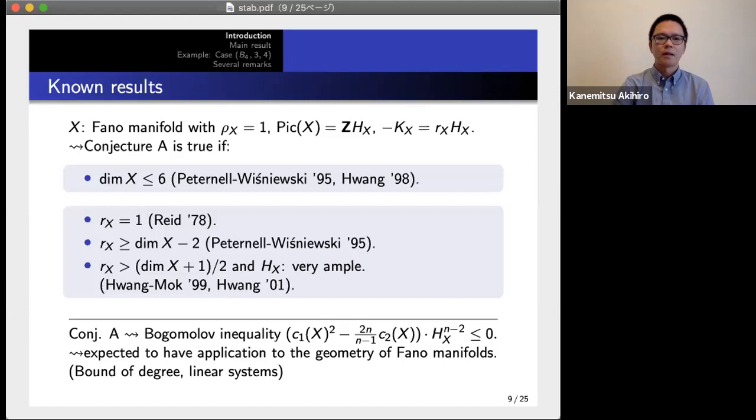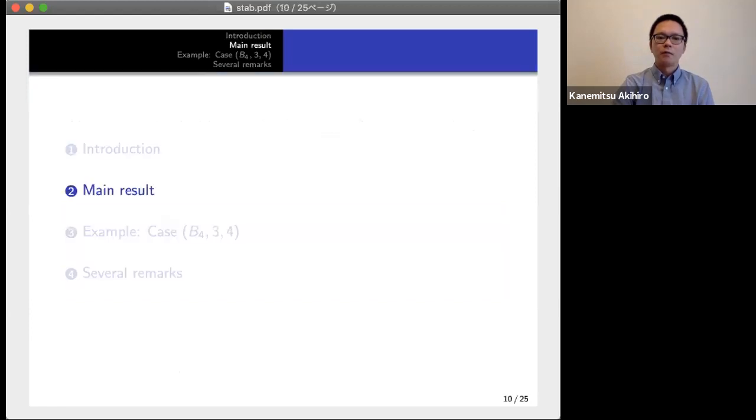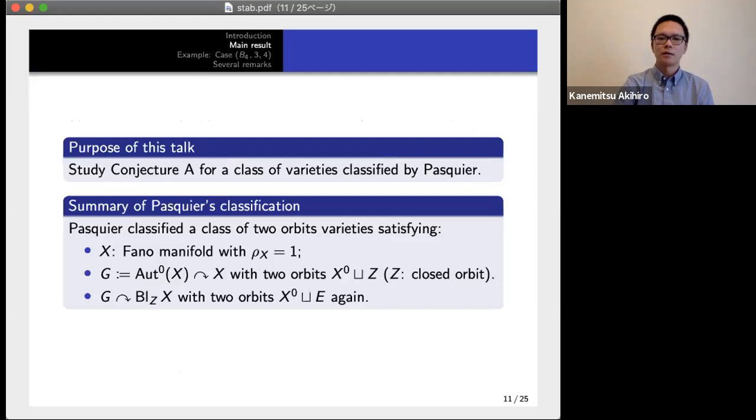Okay, now let me go to the main object of this talk. Today I'd like to study this conjecture for Fano manifolds with Picard rank 1 for a certain class of Fano varieties which are classified by Pasquier. So let me briefly summarize his classification. In 2009, Pasquier studied horospherical varieties. And as an application of his study, he classified a class of two-orbit varieties.